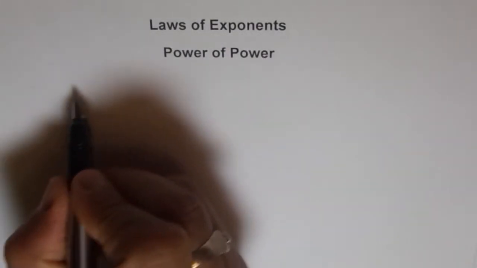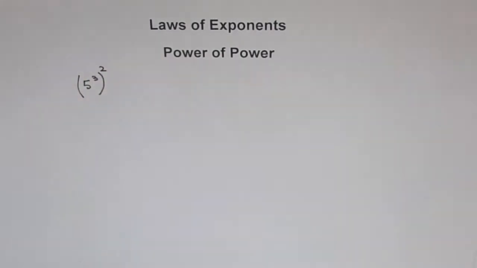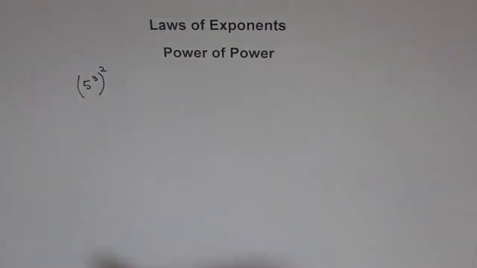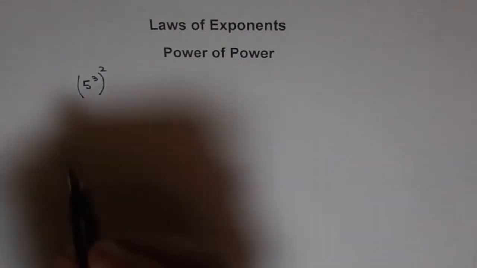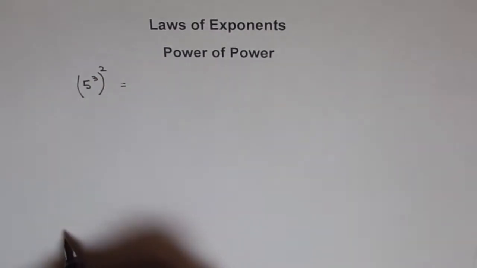Here is an exponential expression written as power of power. Power of power means like this. Let's say 5 to the power of 3 to the power of 2. Okay. So we have an exponent and then another exponent over it. So power of power. Now here, what does this inside term in the bracket mean?